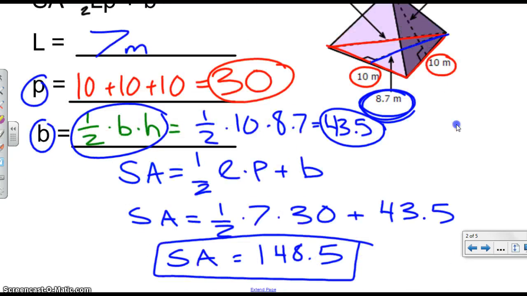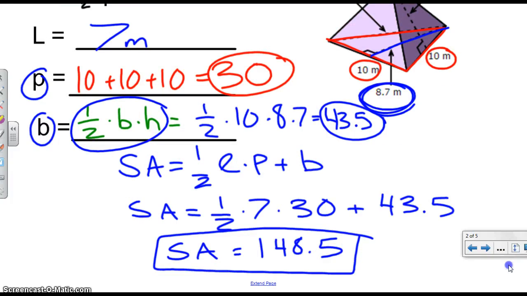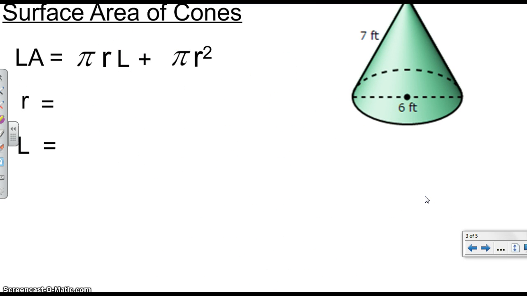I got it. Okay, do you want the third problem? Let's do it. Last one. All right, last one. Here we go. Surface area of cones. Super, super simple because you know everything.